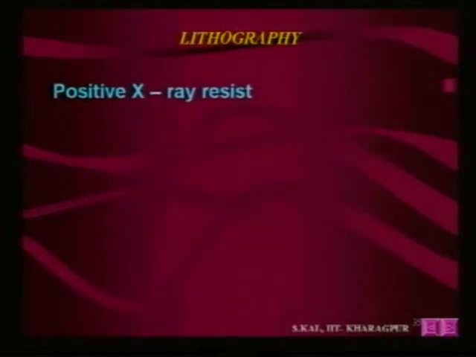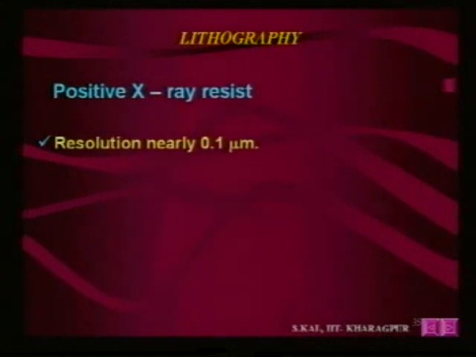In this case, what are its performances? In positive X-ray resist, we can achieve resolution of nearly 0.1 micron. You can see how fine it is. In earlier cases, in optical lithography, it is nearly 1 micron, and in projection printing, we got up to 0.5, but here you can get nearly 0.1 micron. And one reason is the wavelength is very low, of the order of 5 to 50 angstrom units, whereas in UV light, wavelength is nearly 300 nanometer, 3000 angstrom units. That is one of the main reasons.